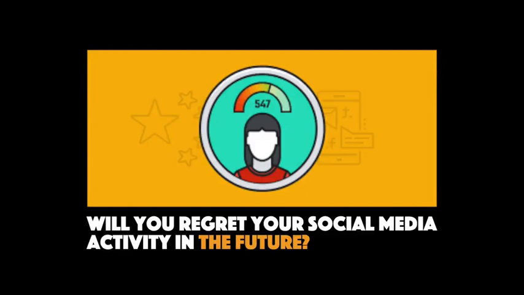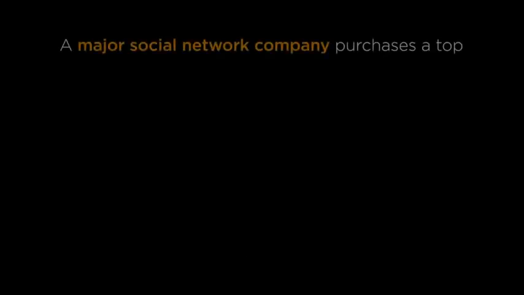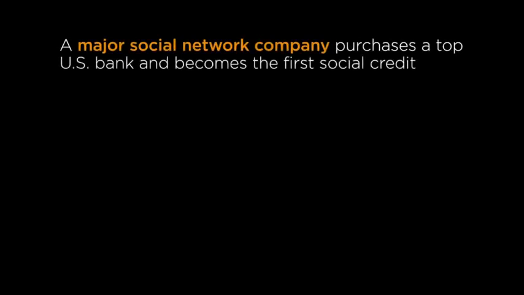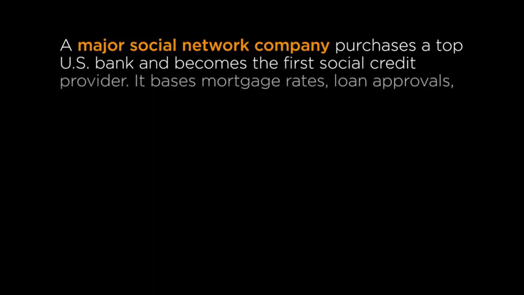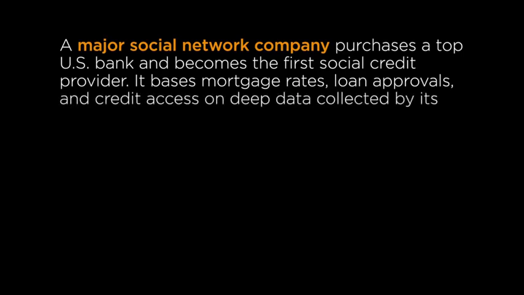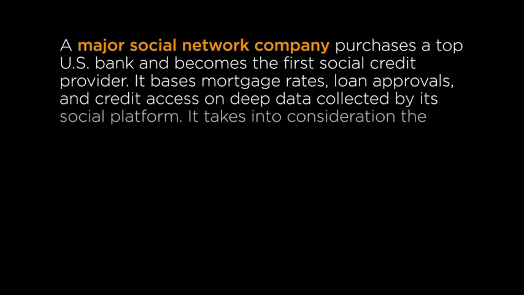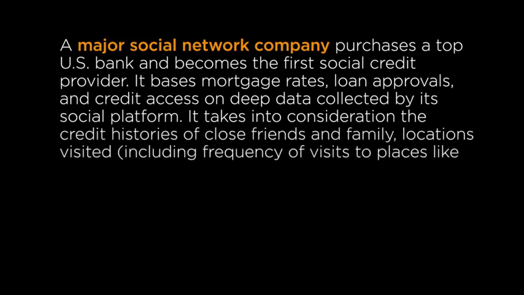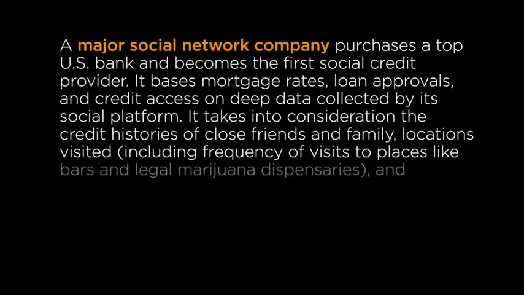Are you ready for a world in which a major social network company purchases a top US bank and becomes the first social credit provider? It bases mortgage rates, loan approvals, and credit access on deep data collected by its social platform. It takes into consideration the credit histories of your close friends and family, locations you have visited, including frequency of visits to places like bars and legal marijuana dispensaries.